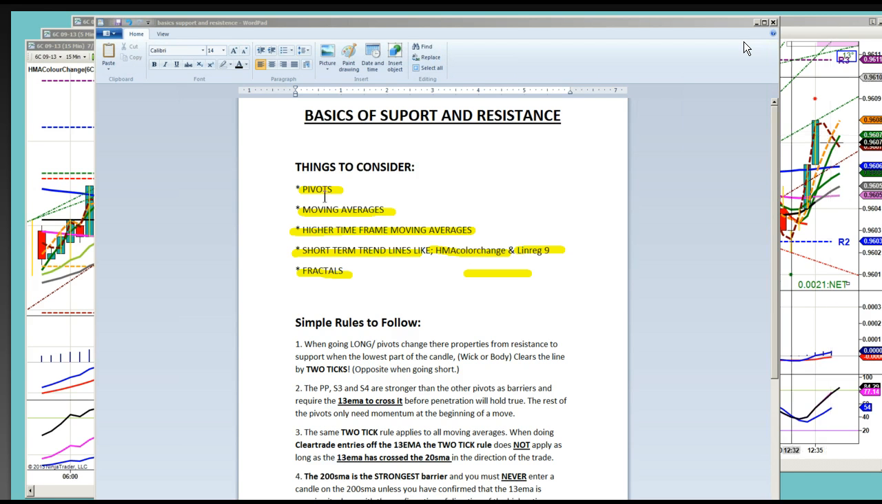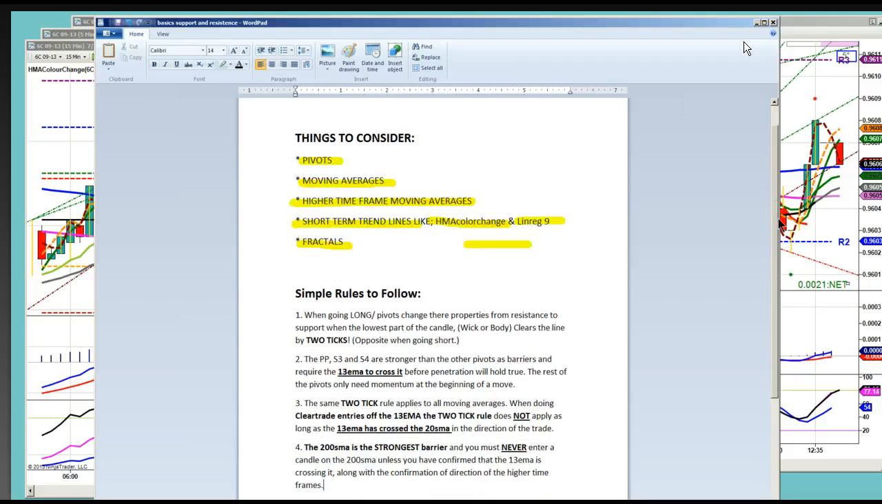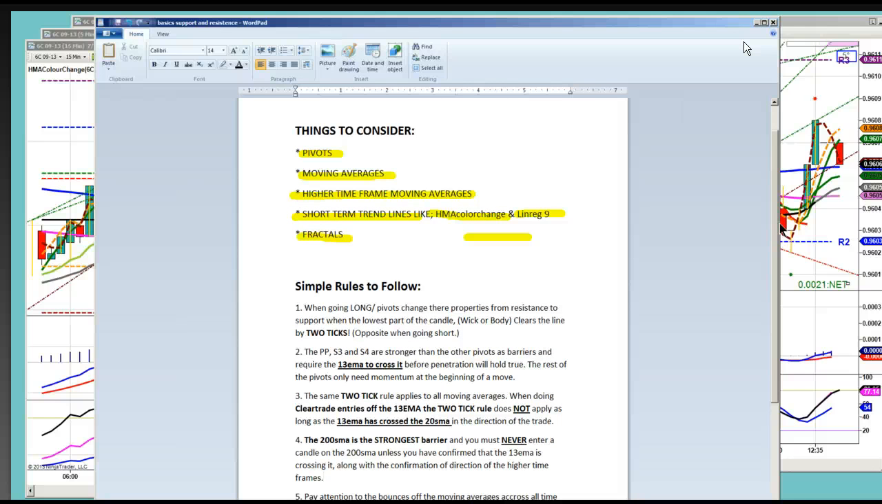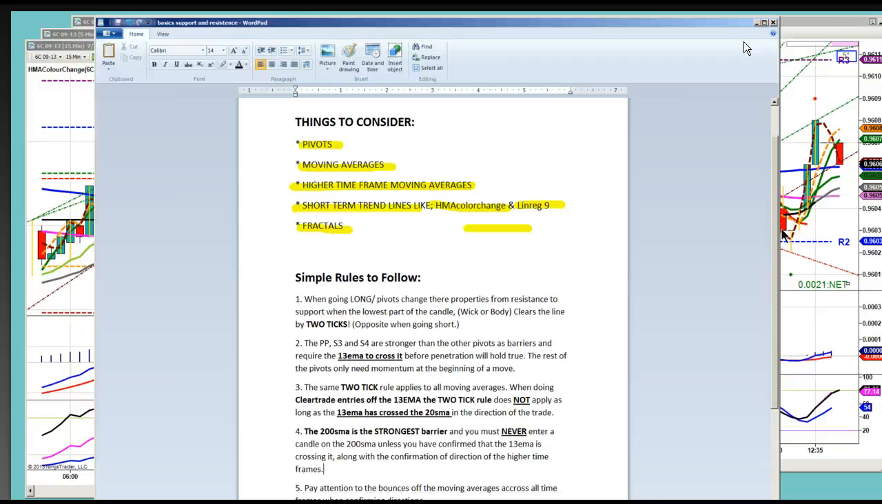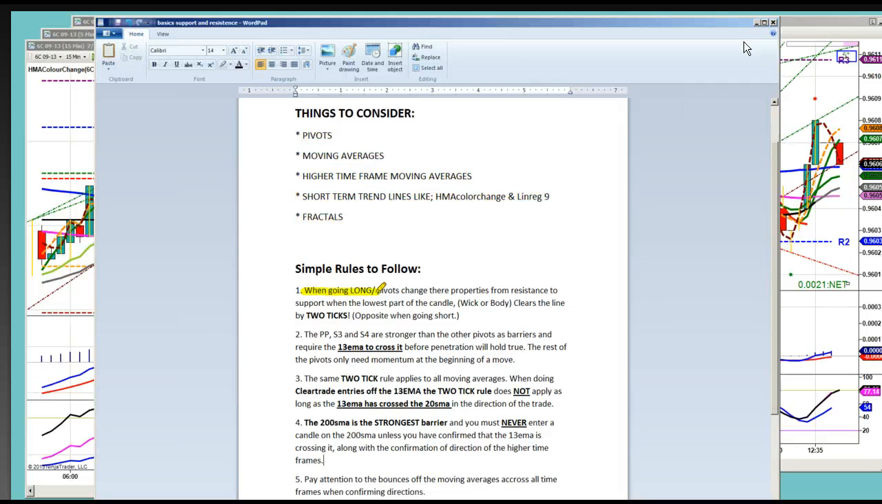In each section, I have a couple of very summarized basic rules that if you just obey them, like I said, will keep you out of trouble. So the first thing you need to know with regards to pivots is this. When going long, pivots change their properties from resistance to support when the lowest part of the candle, wick or body, clears the line by 2 ticks, and it's the reverse going short. So let's take a look at that. That's the first golden rule that you need to apply when it comes to support and resistance.